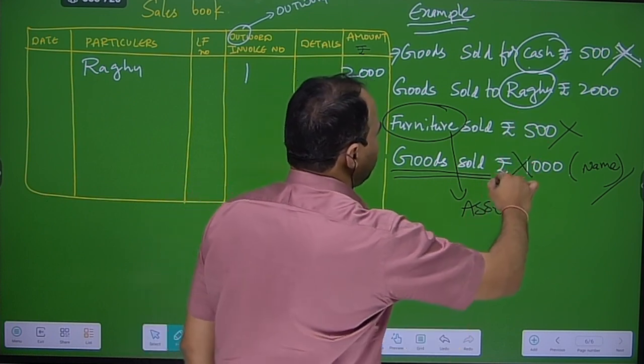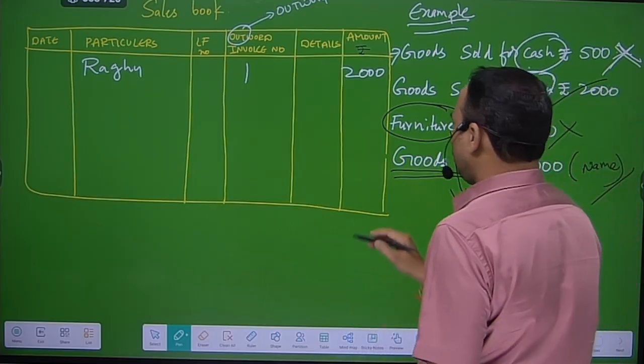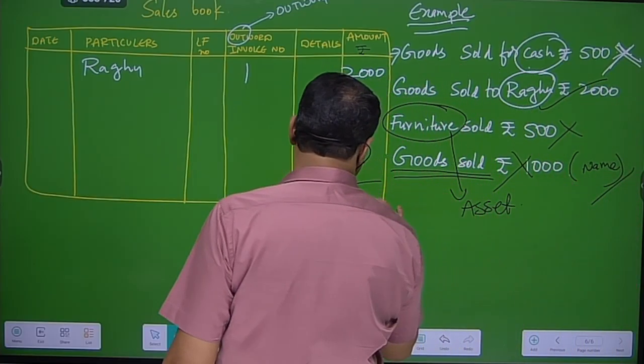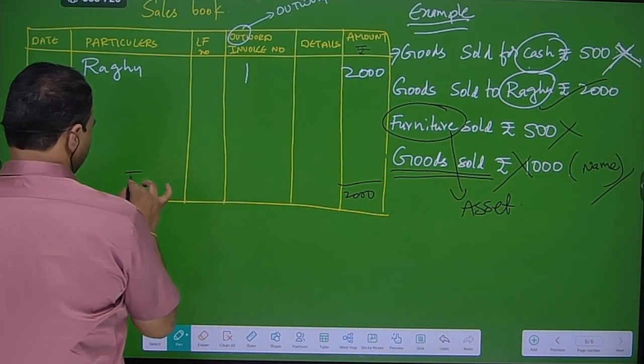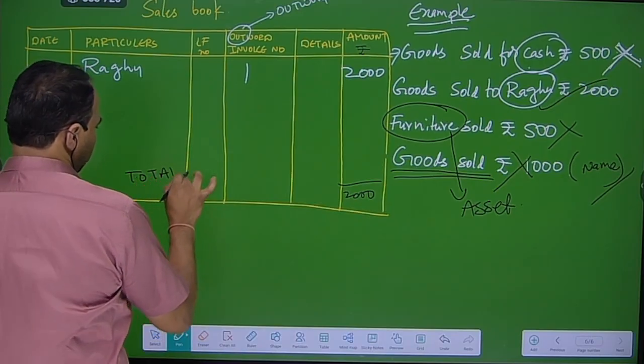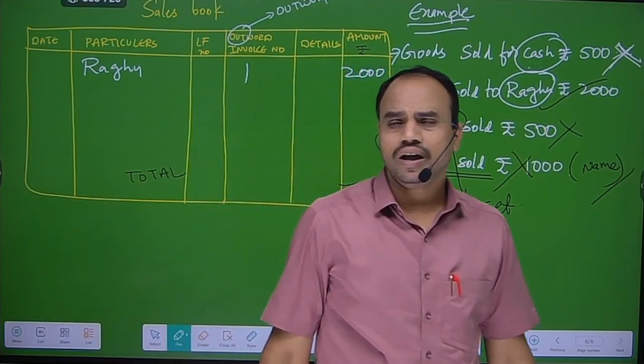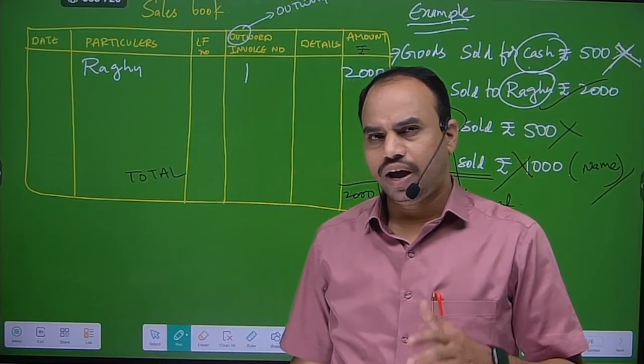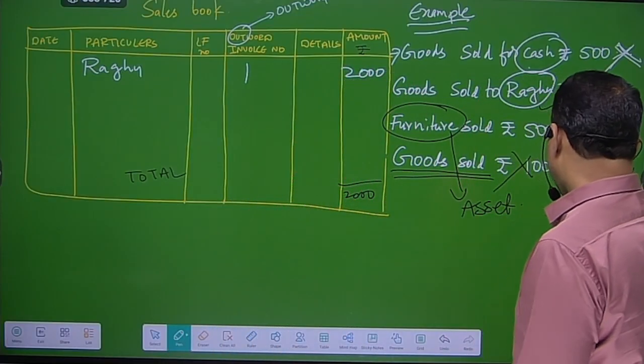We will record only one transaction, and it is this one. Now the total is 2000. The problem is completed. So like this we have to do the problem. For doing these problems you have to know the rules of the purchase book and sales book.